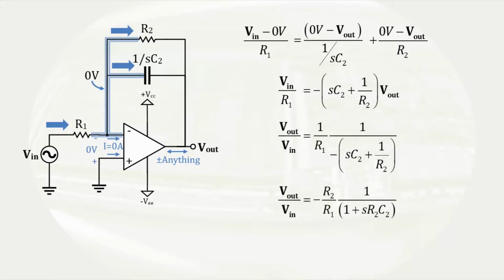Factoring 1 over R2 out of the denominator results in the output voltage over the input voltage being equal to minus the ratio of the two resistors times 1 over 1 plus S times R2 C2. Well, that is interesting. So what does it mean? Remember that for this problem, we can treat S the same as j omega.